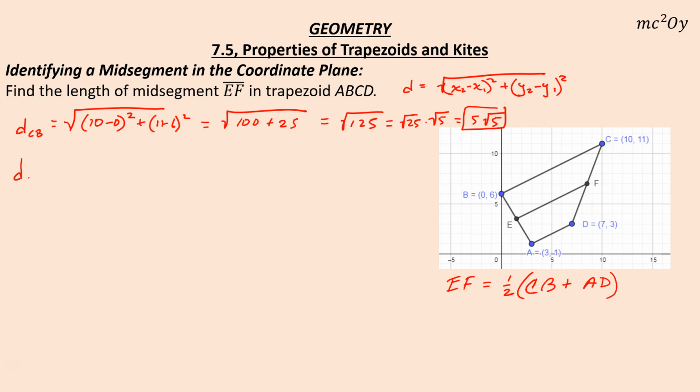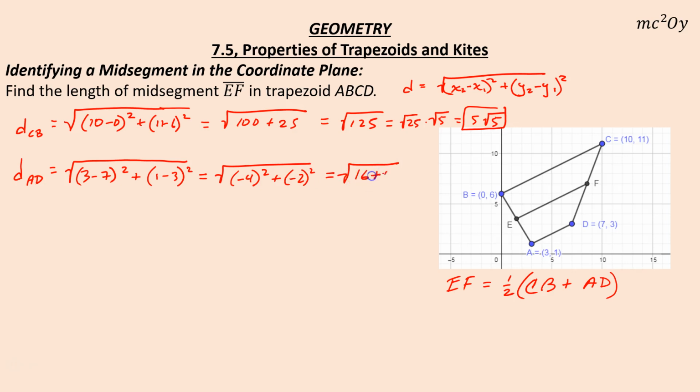Let's find the distance of AD. Kind of the same idea here. I'm using my x's and my y's in terms of x1, y1, and x2, y2. So I'm going to have 3 minus 7 squared plus 1 minus 3 squared, which is negative 4 squared plus negative 2 squared. I'm hoping you're pausing and trying this on your own. 16 plus 4 is root 20, which is root 4 times root 5, or 2 root 5.